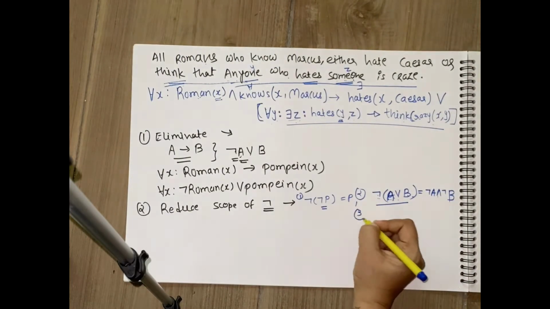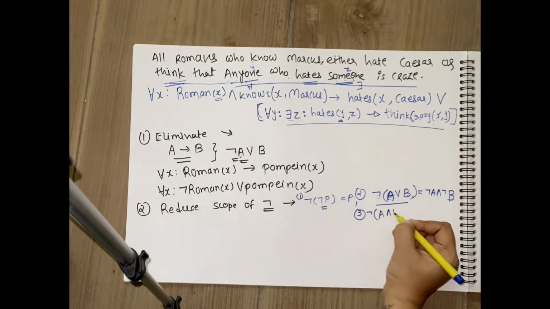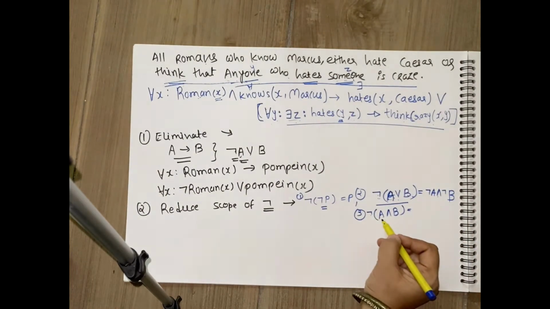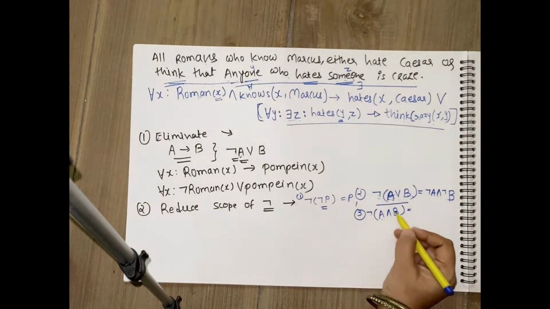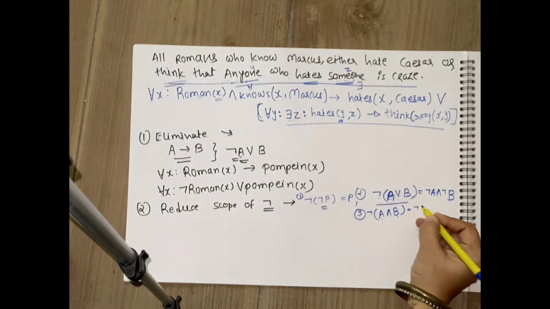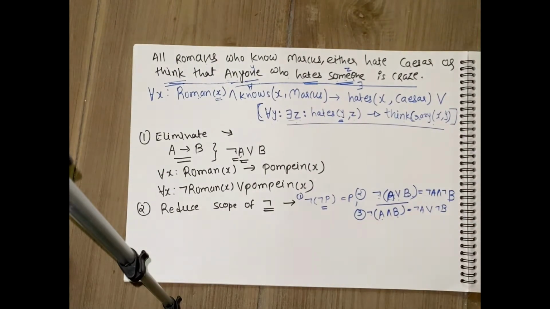The second part of De Morgan's law says if you apply not to A and B, that is going to be equivalent to not applied to A also, not applied to B also, and AND will be converted to OR exactly. So this will be not A or not B. Okay. So this is how you are going to reduce the scope of the not operation.